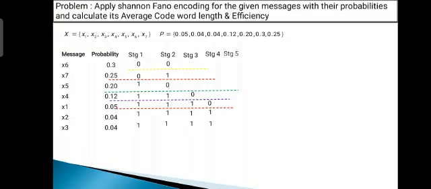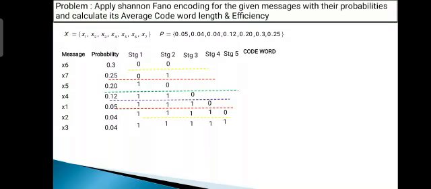Now in stage 5, we have only x2 and x3. I can go for the partition in the middle, assign a binary 0 to the upper and assign a binary 1 to the lower partition set. Now almost all the sets are having only one value. We can stop the procedure at this stage. We can obtain the code word.